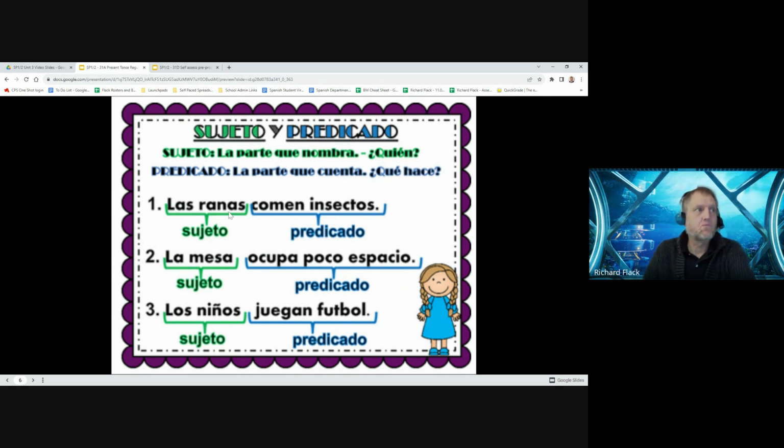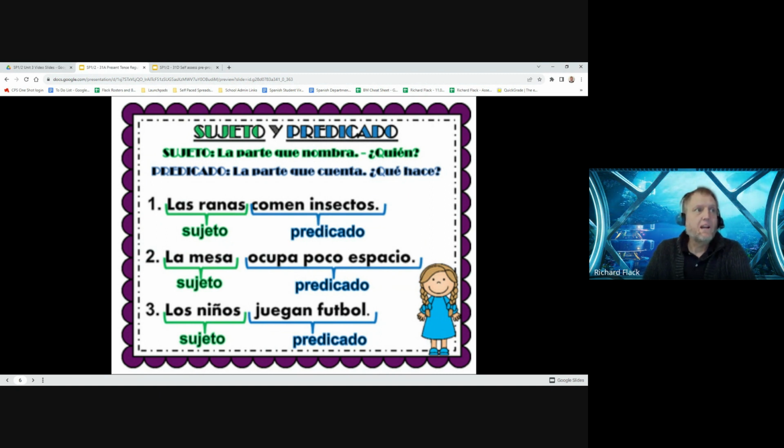So, for example, las ranas, the frogs, comen insectos, eat insects. So the subject are the frogs, and what are they doing? They're eating insects. La mesa ocupa poco espacio. The table is the subject. It occupies very little space. That's the predicate. Los niños juegan fútbol. The children is the subject. Juegan fútbol, the predicate. So we want to make sure that we always have these two parts so that we can have complete sentences, just like in English.